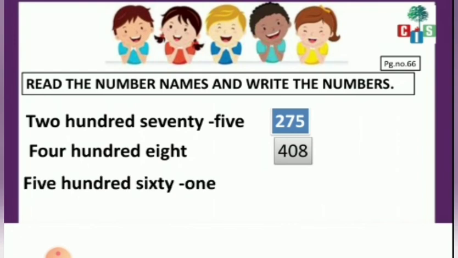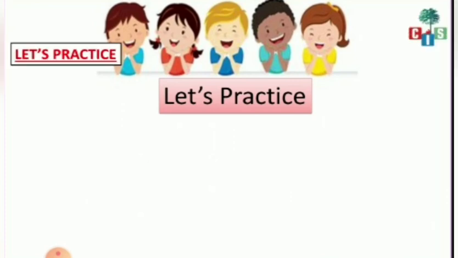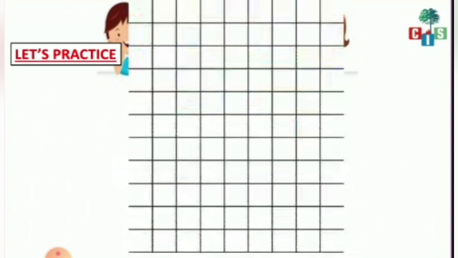Let's see this one. 561. So 5 will be in 100 place, 6 will be in tens place, and 1 will be in ones place. So it will be 561. So now let's practice. Students, this you will be writing in your maths notebook, that is in your school notebook. Numbers 201 to 250 you will write. Okay. So 201. And you will write it very neat and clean.